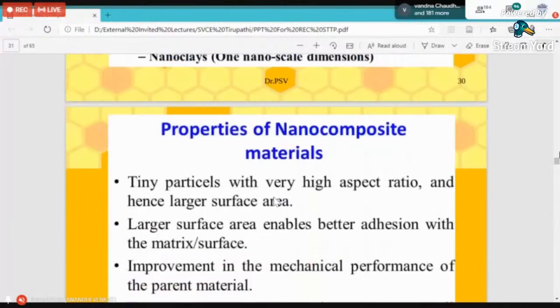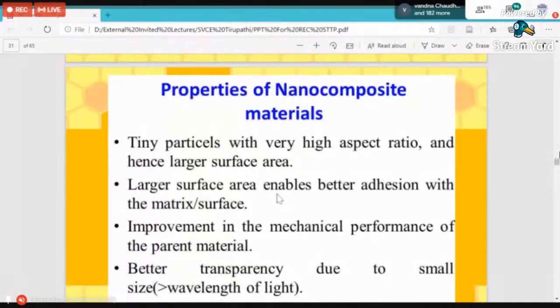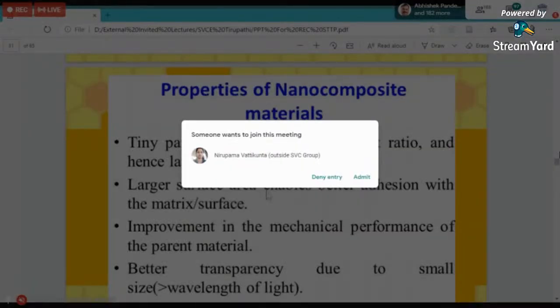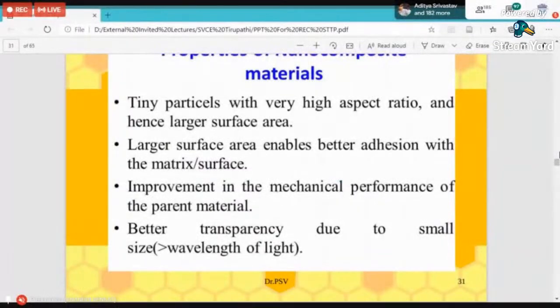Now come to the properties of the nanocomposite. What are the likely properties of the nanocomposite material? The tiny particles infused in the nanocomposite will have a larger surface area. Again, the surface area has come into the picture. So we should ensure the particles have a high surface area. Then the larger surface area enables good adhesion. This is what we are talking about. So it improves the mechanical performance of the parent material. Then better transparency due to the small size. Then you can go for good optical properties. You can induce optical properties by nanocomposites, nanotechnology.